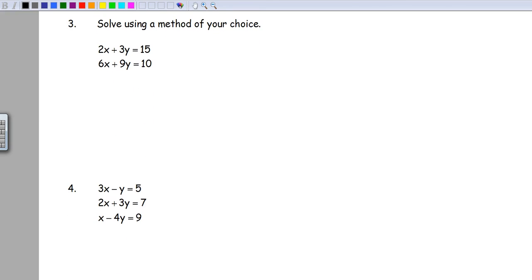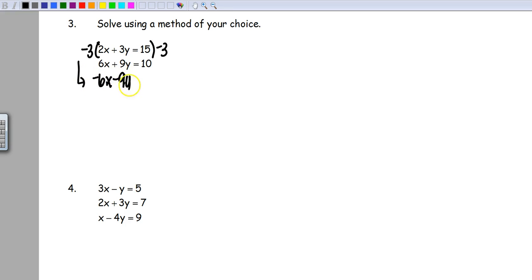Solve using a method of your choice. Well, this one isn't really set up very nicely for substitution. You could use substitution if you want, but you are going to end up with fractions if you solve for a variable. So elimination is probably your best bet. I am going to solve for x this time, cancel x, and to do that I'm going to multiply by a -3 for the first equation. That will give me a -6x for the top, which will add with +6x and cancel out.